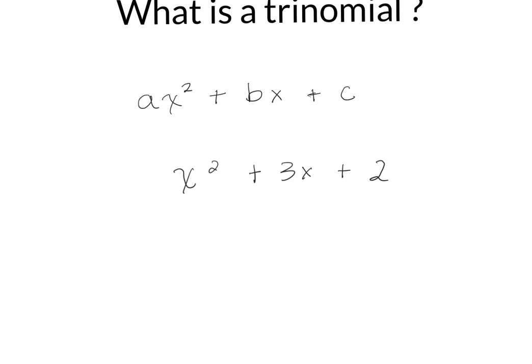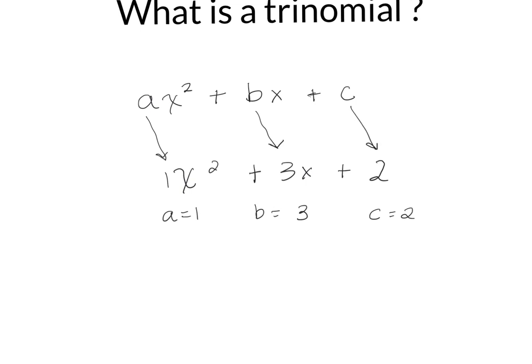Now, the first thing you want to do is know what a, b, and c are. That's the first thing you should always do. A is equal to 1. There's a 1 there. B is equal to 3. And c is equal to 2. So you want to recognize what these numbers are. That's the first step: a equal to 1, b equal to 3, c equal to 2.